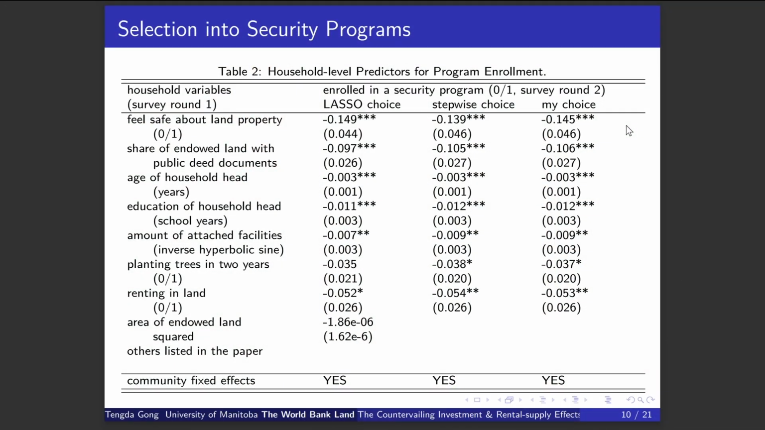In order to investigate the program participation, we use lasso and stepwise choice to select potential baseline outcomes and related demographics to predict to what extent you're going to participate in the second round. So you can see in the end, if you feel safer, you don't like to participate. You're less likely to participate. If you have a highest public deed documents, you're less likely to participate. If you are too old, then you're also less likely to participate. Interestingly, if you have a better education, you're also less likely to participate.